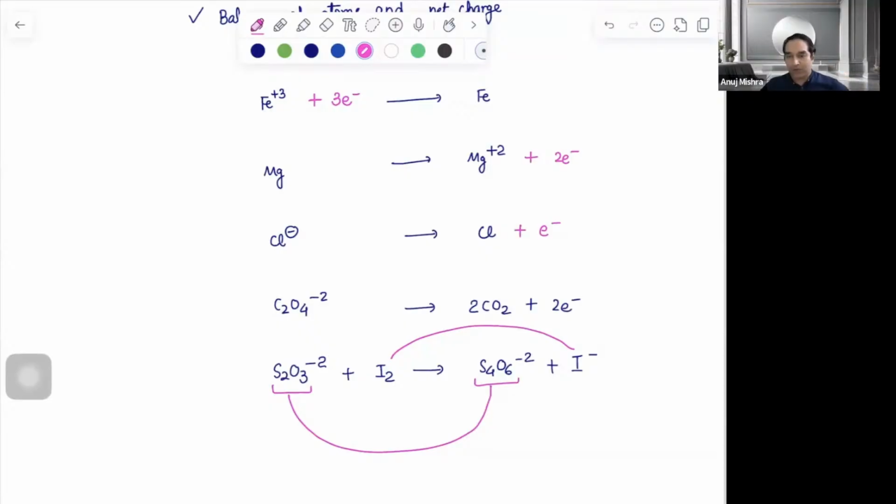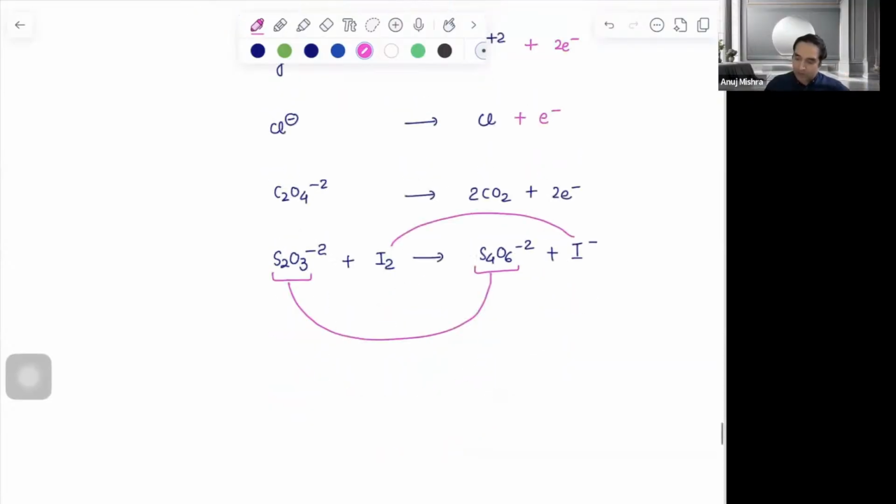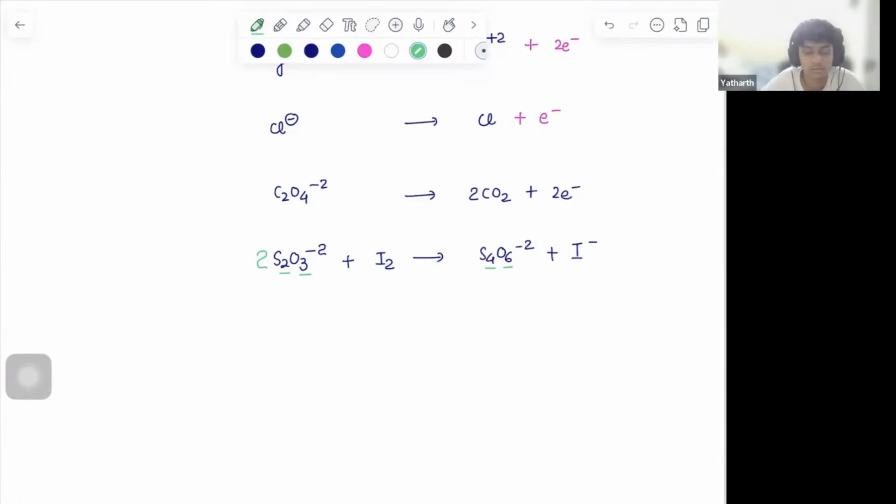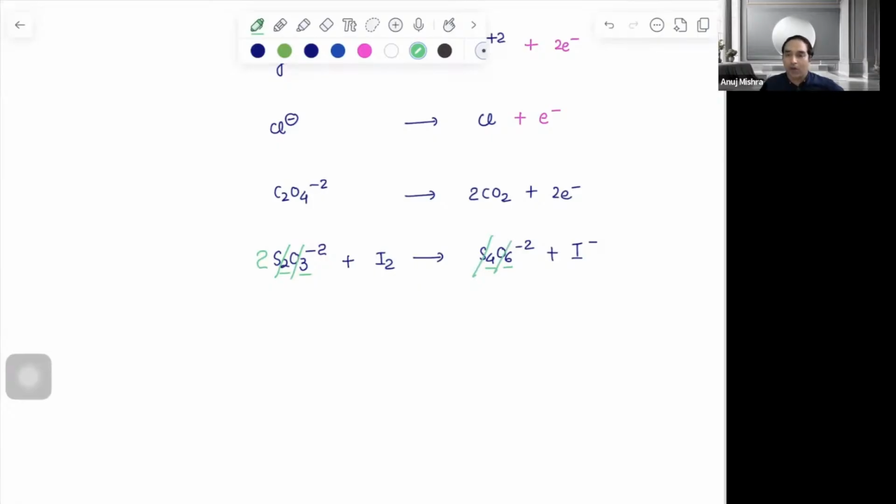So what shall be our approach to balance these equations? We can say S2O3, S4O6. Can you observe a factor of 2, all of you? Double of 2 is 4, double of 3 is 6. Do you observe a factor of 2? Say yes or no. Yes, sir. As soon as you do that, these are balanced. Only one problem is there, charge. 2 into minus 2, minus 4. And this is just minus 2.